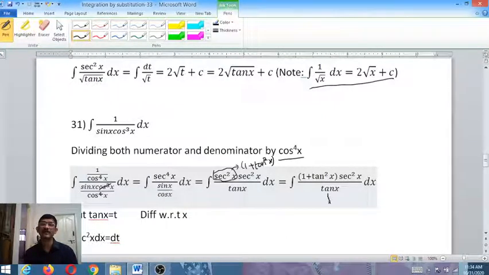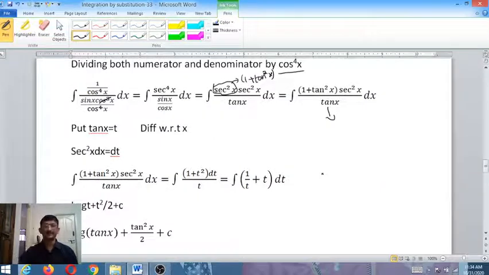We know that it is nothing but tan x. Differentiating tan x gives secant square x. So you take tan x equals t. You differentiate with respect to x: secant square x dx is dt. So this is 1 plus t square, and secant square x dx is dt, so we get 1 plus t square into dt by t.